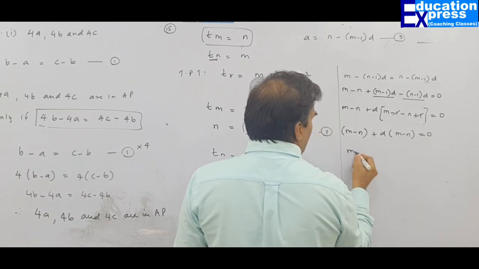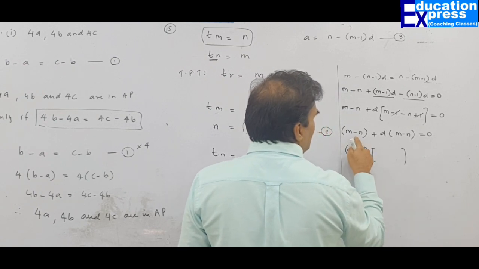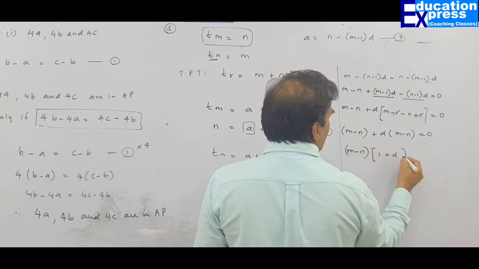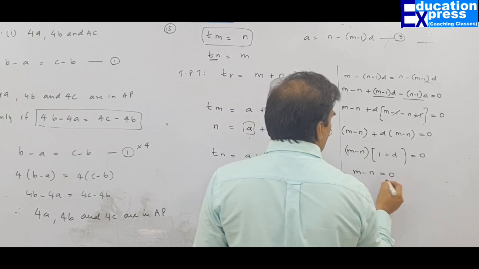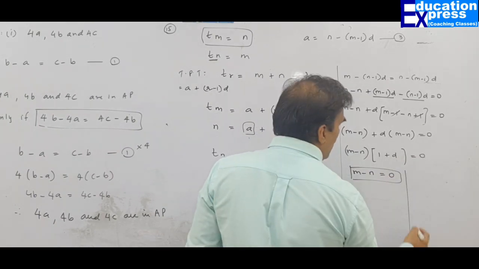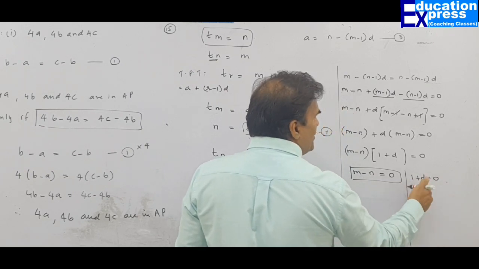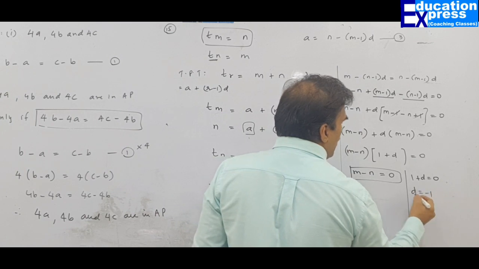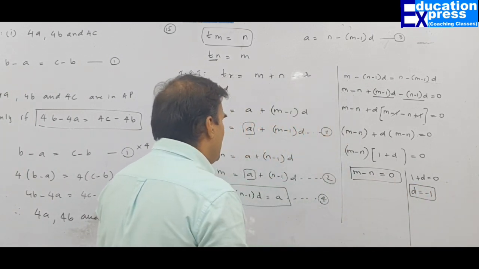In short, M minus N is common. What remains? We are left with 1 plus D equals to 0. In short, M minus N equals to 0, or 1 plus D equals to 0. I am more interested in finding out the value of D, and I got the value of D as minus 1.